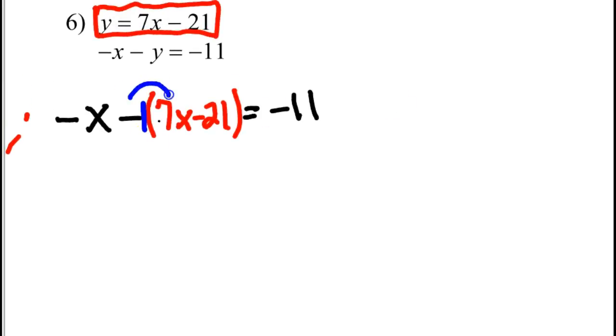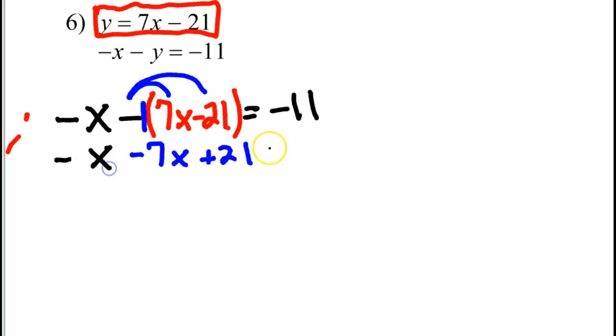So we have negative 7x plus 21. All right, bring down everything else. We have variables on the same side, so it's a negative 1 and a negative 7. So that equals negative 8.